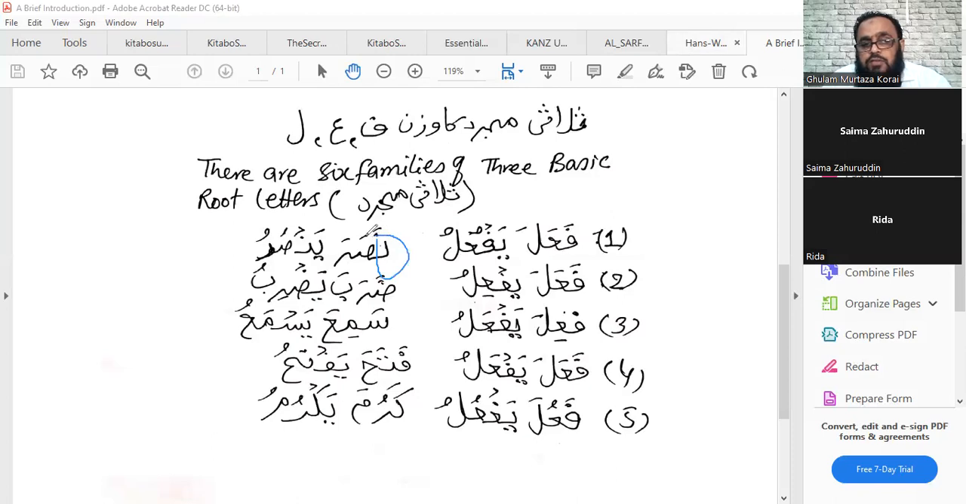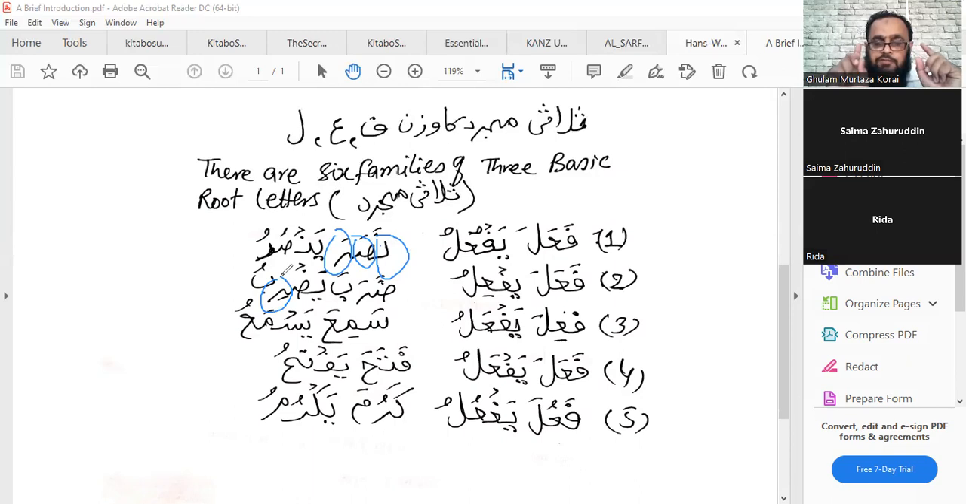And sad is in the place of ayn, and ra is in the place of lam: nasara, yansuru. Then the second family, where fa and lam are maftuh. Three letters are maftuh: fa maftuh, ayn maftuh, lam maftuh. But in the muzari, the ayn is maksur, like daraba, yadribu, fa'ala yaf'ilu.